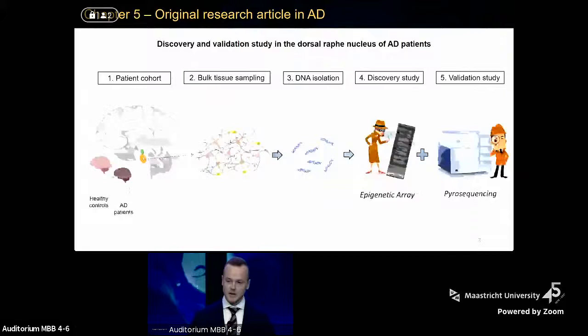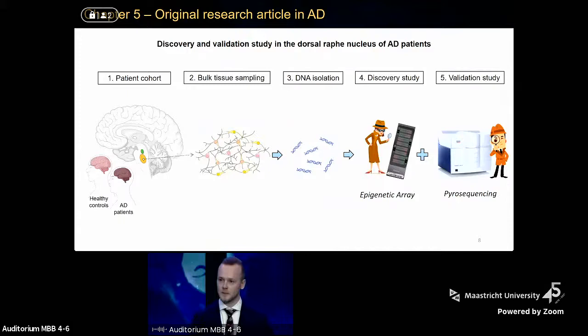So in chapter 5 of my thesis, we therefore conducted the first large-scale epigenetic study in this dorsal raphe nucleus that has been performed to date. And for this purpose, and as you can also see here in the slide, dorsal raphe brain tissues were collected from both healthy individuals as well as Alzheimer's disease patients.